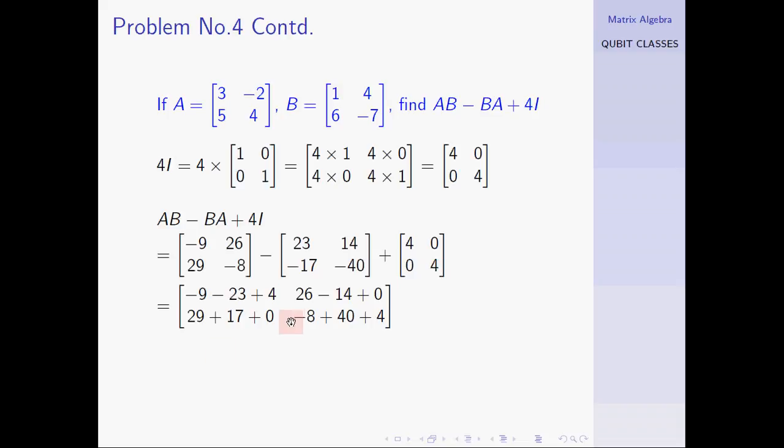So on simplifying this, we will get minus 28, 12, 46 and 36. So we have successfully obtained this expression AB minus BA plus 4I.